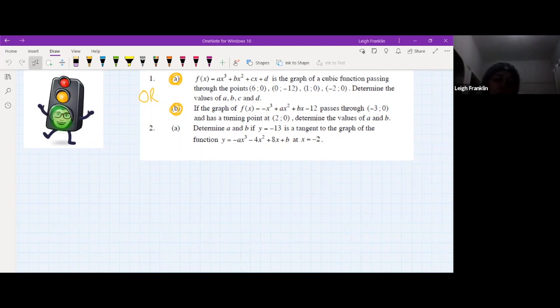No, Tebogo, you can't. You can only calculate the turning point of a parabola using minus b over 2a. So if you want to calculate the coordinates of the turning points on a cubic function, you've got to use the first derivative.